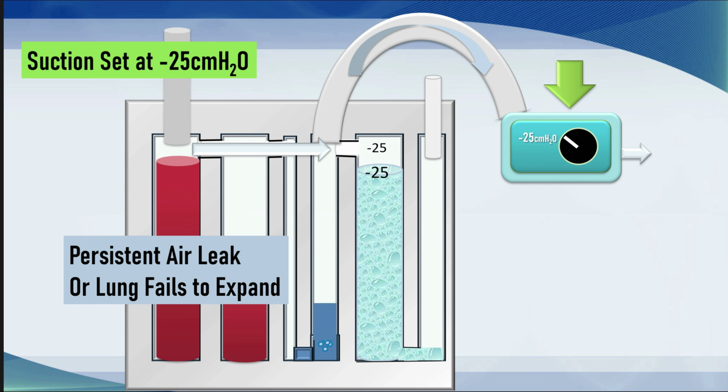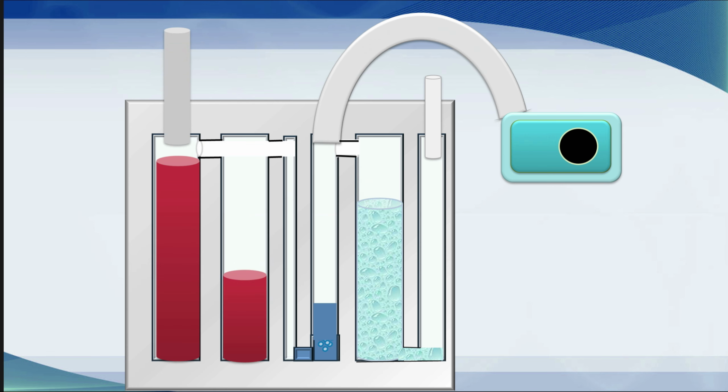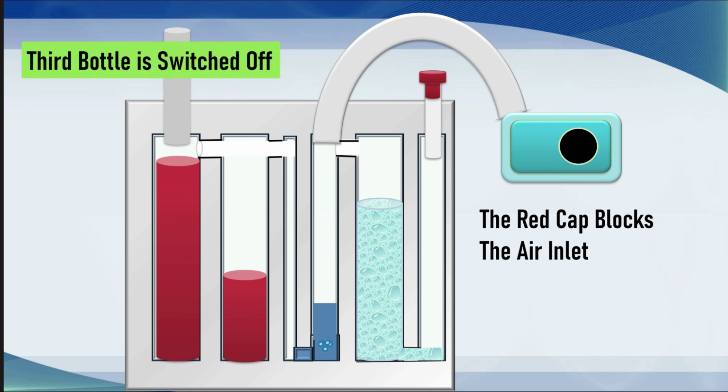Now, if this fails to work, if there's a persistent air leak and the lung hasn't expanded, well, now we've run out of rope essentially with this system. So we're going to have to connect the suction directly to bottle 2. How do you turn off the third bottle? A red cap is placed over the intake vent and the suction is applied essentially to the second bottle.